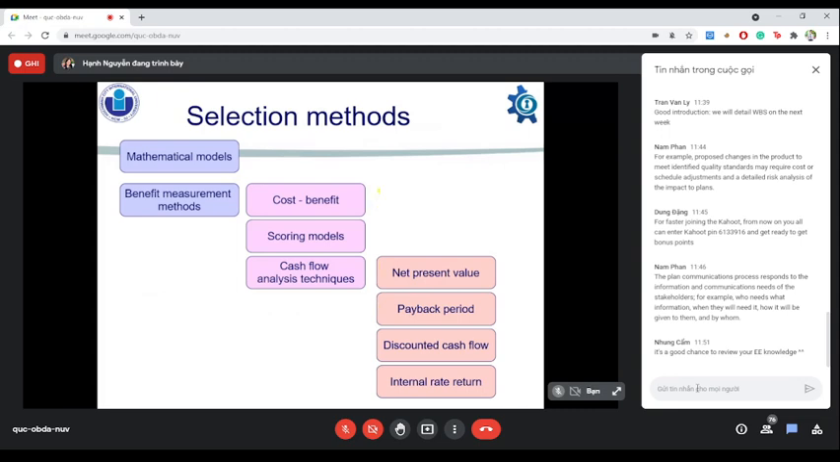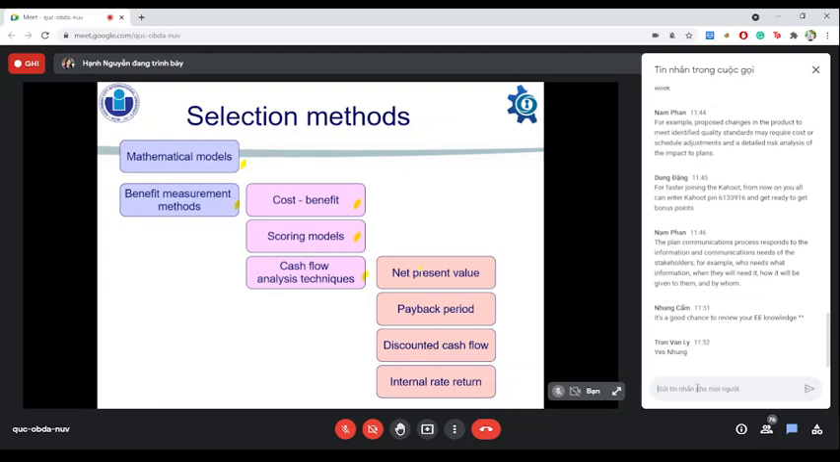I have told you about the design of selections. Now, there are 9 selection methods: mathematical model, benefit measuring methods, cost benefit, scoring model, cash flow analysis technique, net present value, payback periods, discounted cash flow, internal rate of return.